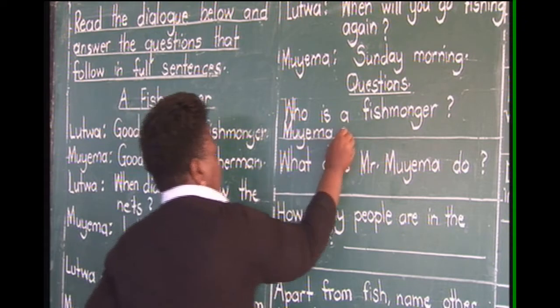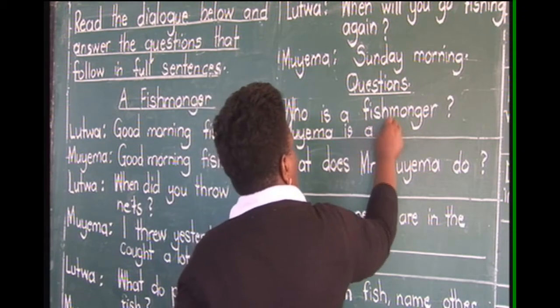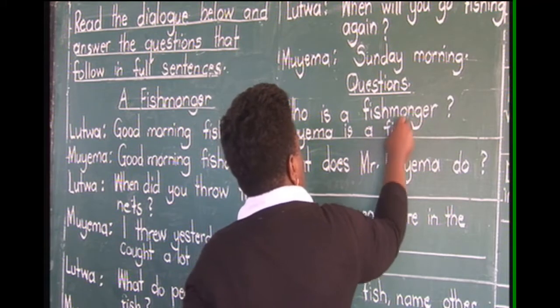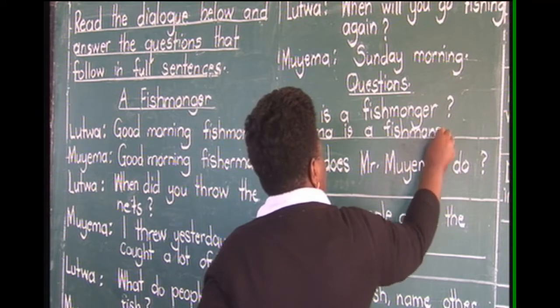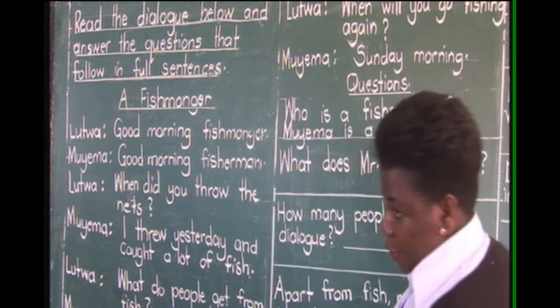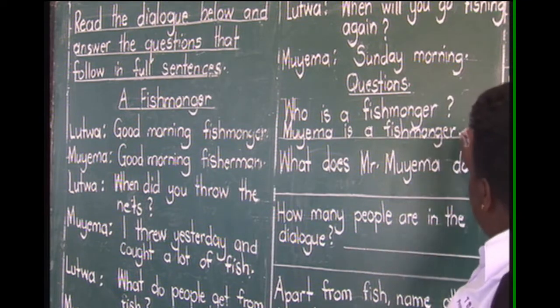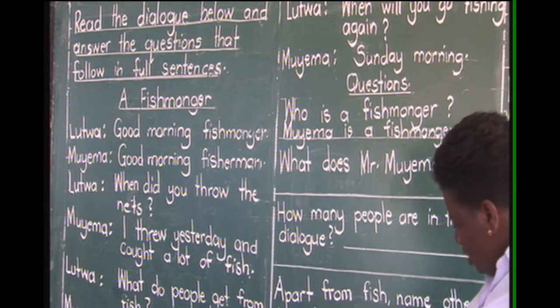Moyema is a fishmonger. Don't forget to punctuate. You put your full stop there. Make sure I can see it properly. I'm not telling you to shade, but make sure it is visible.